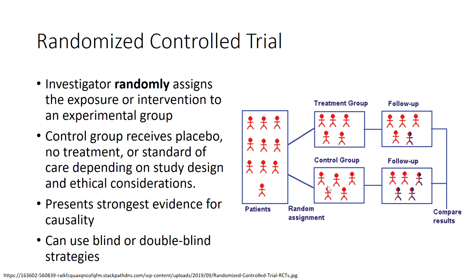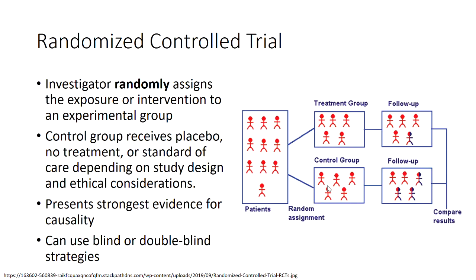A randomized controlled trial presents the strongest evidence for causality, and these can be set up as blind or double-blind strategies. A blind randomized controlled trial is where the treatment and control group people, the actual patients in the study, don't know what group they're in. They don't know if they're getting the placebo or if they're getting the treatment.